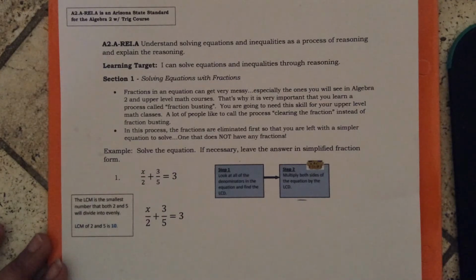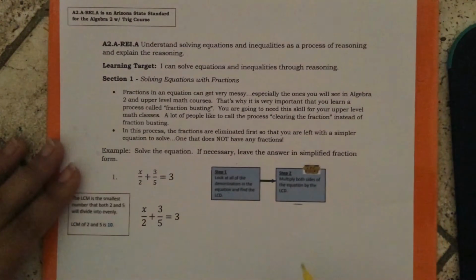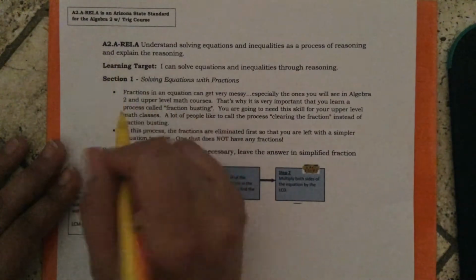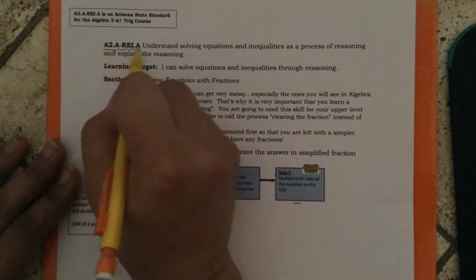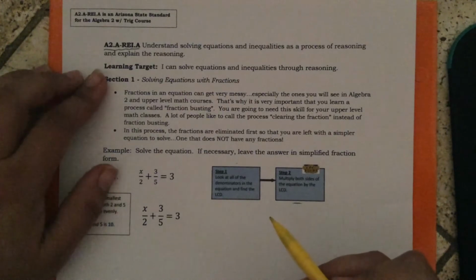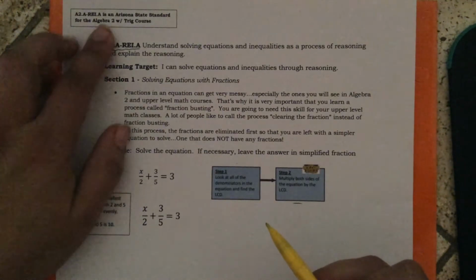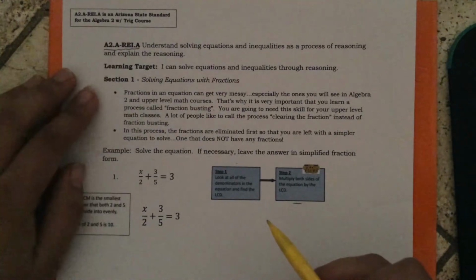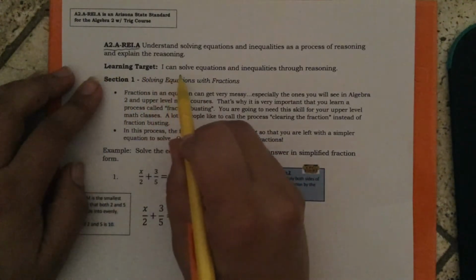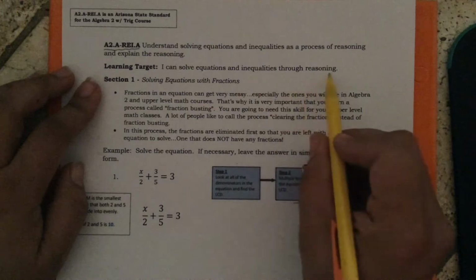Hello students, today we're going to be solving equations and inequalities. This number right here that you see is the state standard for the state of Arizona for the course Algebra 2 with Trigonometry. But really, I just want you to know the learning target, which is I can solve equations and inequalities through reasoning.